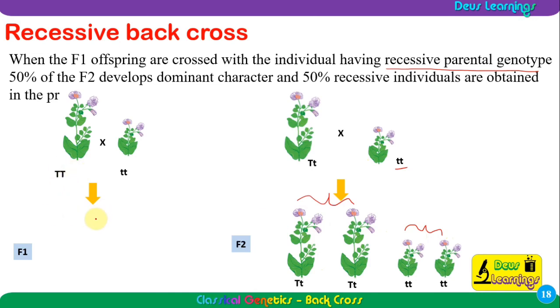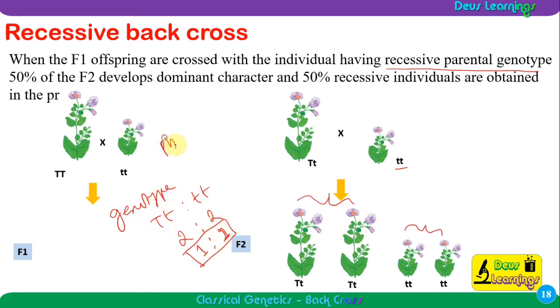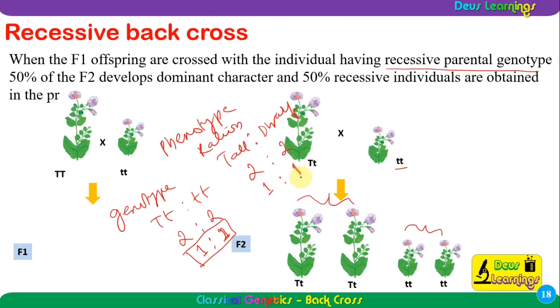So how will the genotype be? The genotype will be 1:1. If we take capital T small t versus small t small t, it is 2 and 2, that is 1:1. And if you see the phenotype ratio, it's also the same. Tall versus dwarf, there are 2 tall and 2 dwarf, that is 1:1. So both genotype and phenotype ratios are the same. That means 50% tall and 50% dwarf.